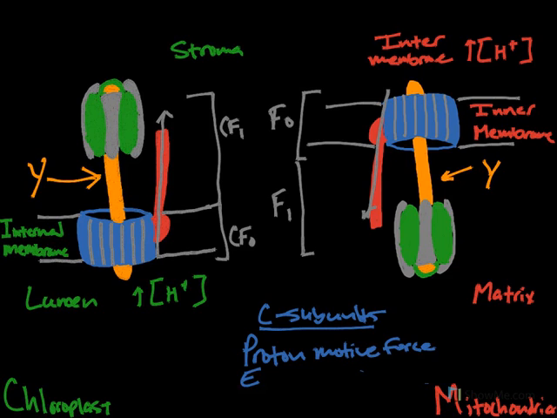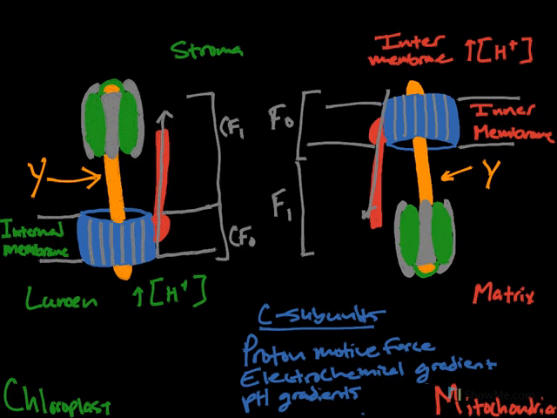This driving proton force is referred to as proton motive force. It could also be referred to as an electrochemical gradient, and it is also called a pH gradient. Because with a higher concentration of protons, we have a lower pH, making that compartment more acidic. So on average, in any living cell, you're going to see a much more acidic lumen and intermembrane space compared to the stroma or the matrix.